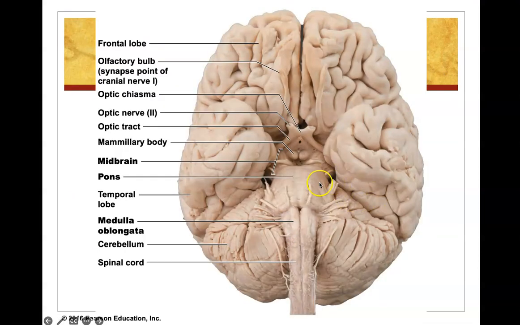So again, this is just kind of showing you, here's where you find the midbrain, here's the pons, and then here's going to be the medulla oblongata. And the medulla oblongata is going to be the portion of the brainstem that's going to run right into the spinal cord.